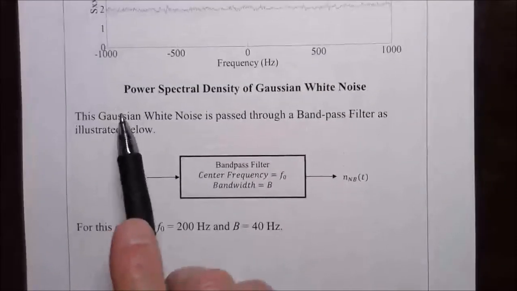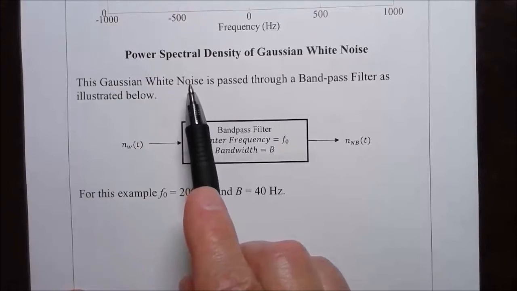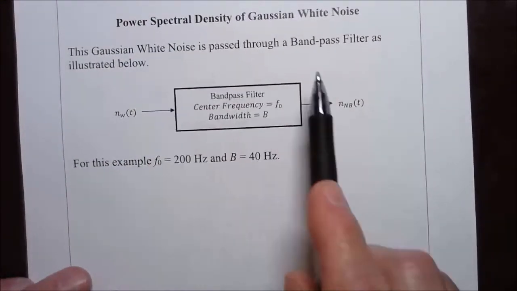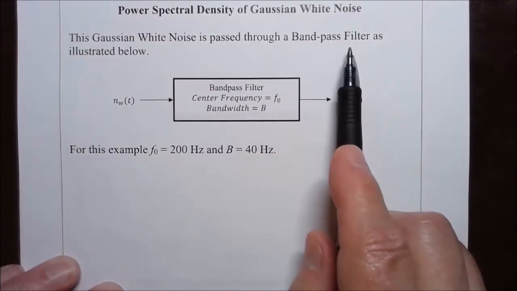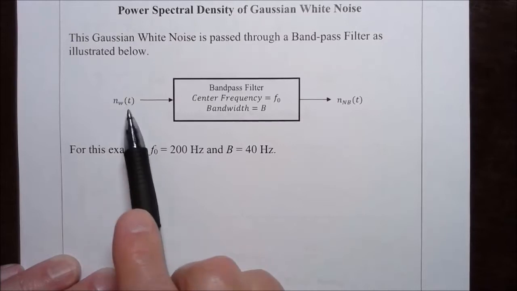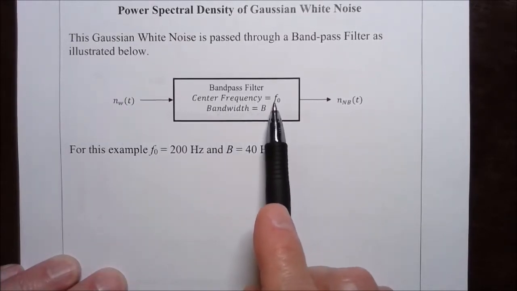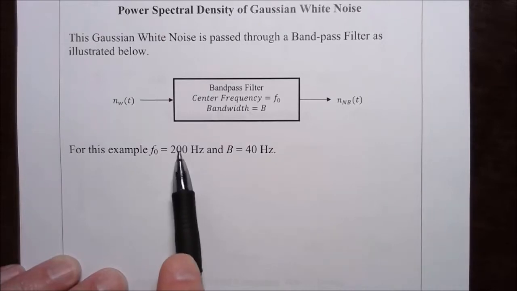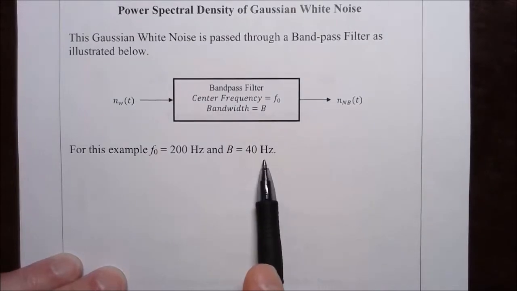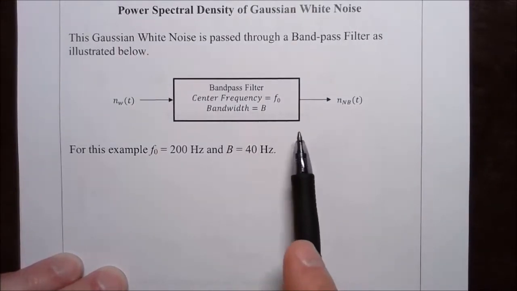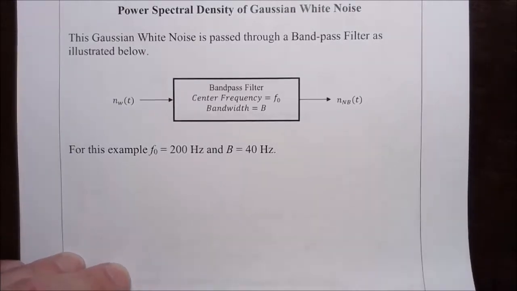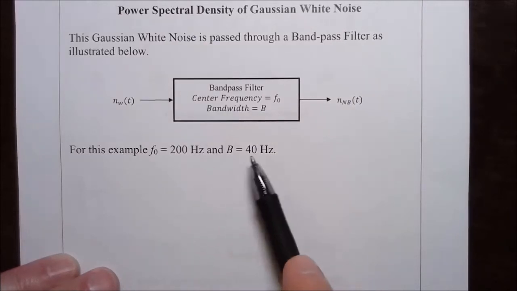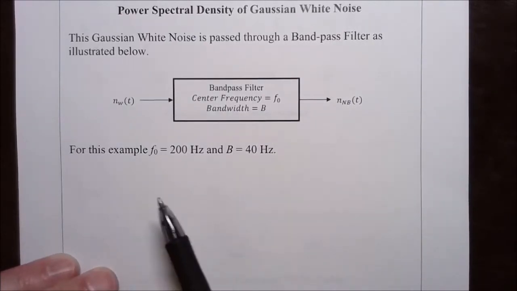I took this Gaussian white noise that I generated with MATLAB, and I passed it through a bandpass filter, again generated by MATLAB, with a certain center frequency. I chose 200 Hertz just because it made a presentable picture, and the bandwidth I chose as 40 Hertz, again just because it made a presentable picture. These are not really illustrative or good examples numerically of what one would do in practice in a communication system, but the picture turns out nice.